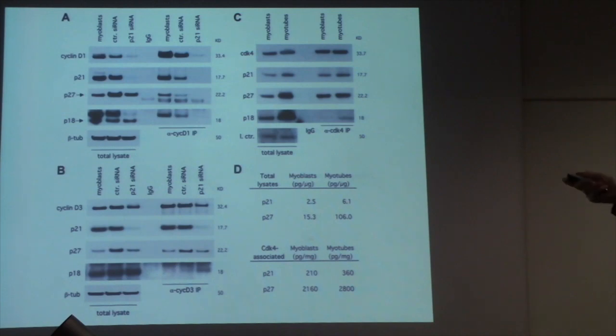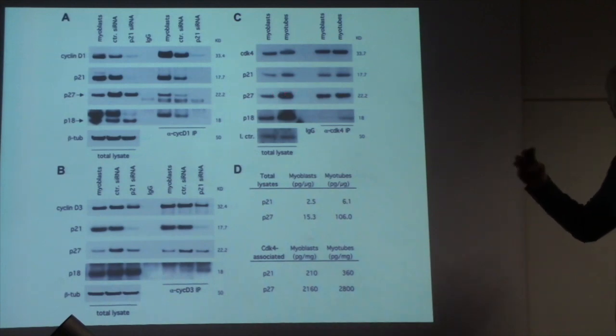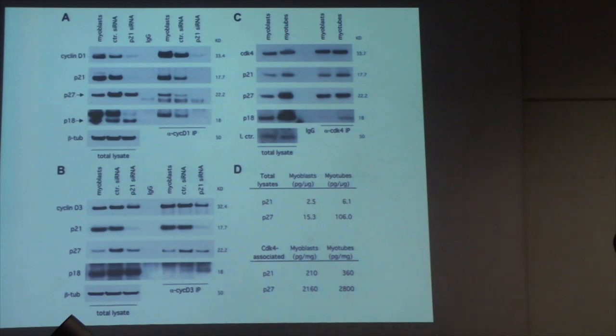All right, so here is myoblasts and myotubes. They have similar amounts of CDK4. They have larger amounts of P21 and larger amounts of P27, which is probably the second most important inhibitor after P27. And P18 as well is also drastically increased.